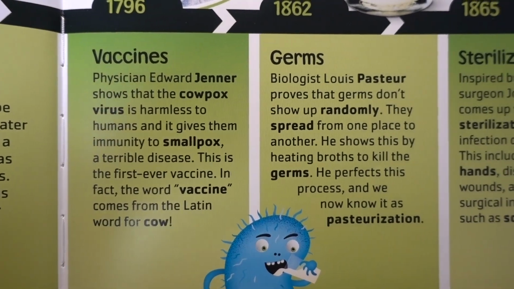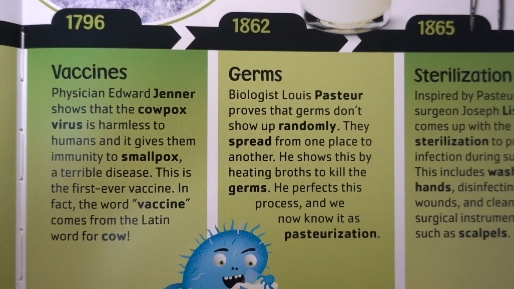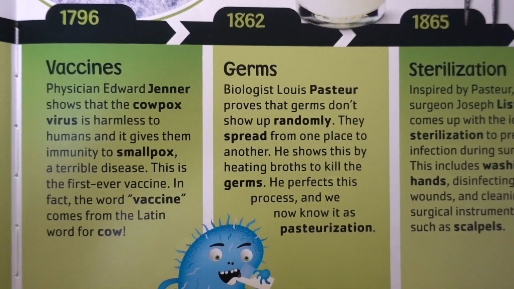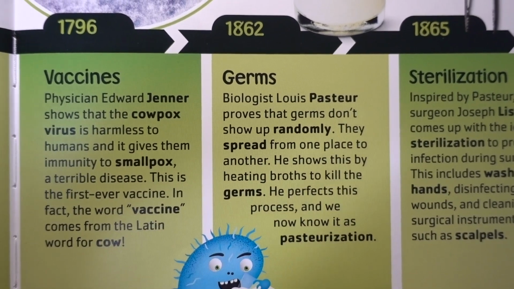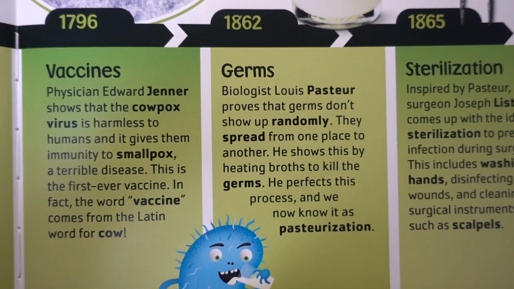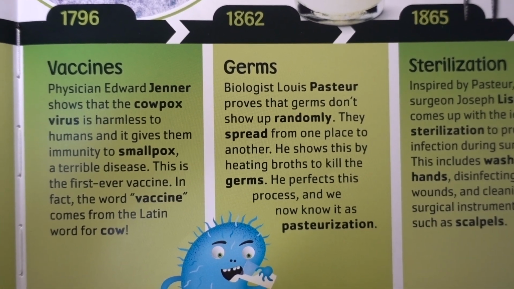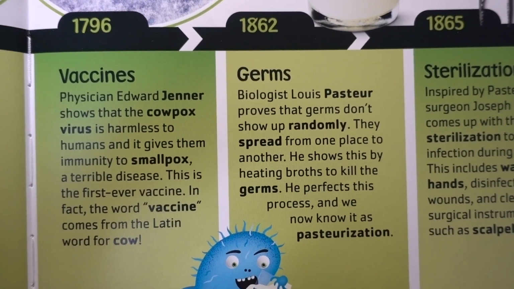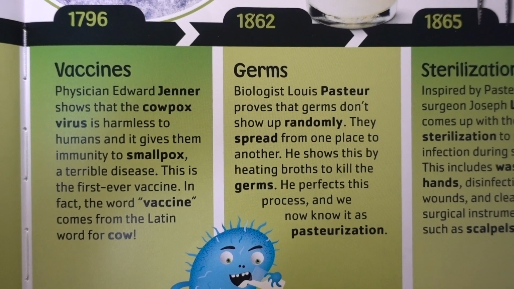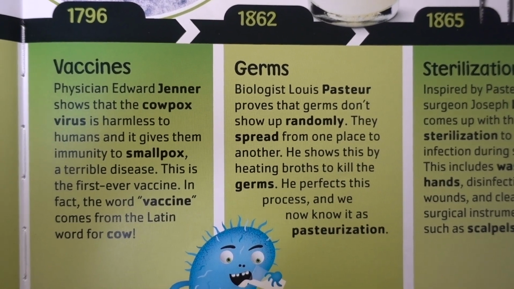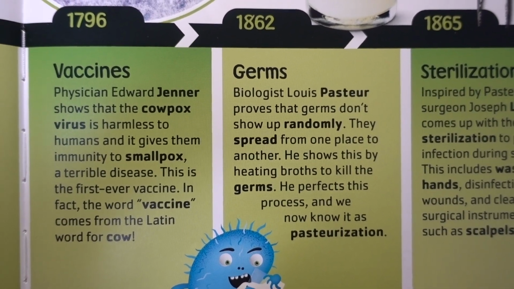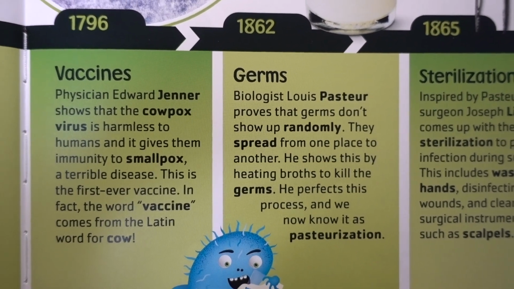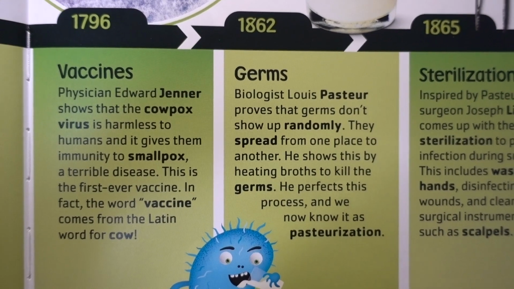1862. Germs. Biologist Louis Pasteur proves that germs don't show up randomly. They spread from one place to another. He shows this by heating broths to kill the germs. He perfects this process, and we now know it as pasteurization.